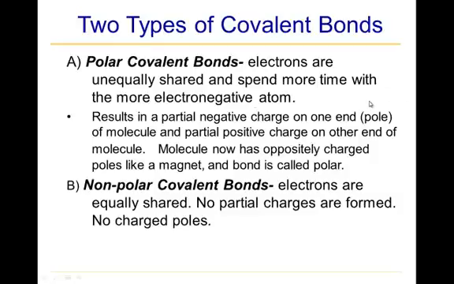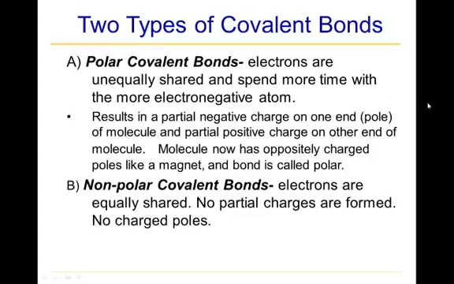And if the electrons spend more time with one atom than the other, and remember electrons have a negative charge, it will give the one atom where they spend more time a partial negative charge, and because they're not spending as much time with the other atom, they'll give the other end of the molecule, where the less electronegative atom is, a partial positive charge. And so the molecule is now polar. It has a negative and a positive end. And so that's a polar covalent bond caused by unequal sharing of the electrons.